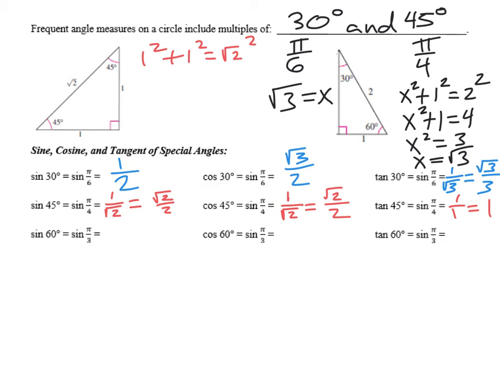All right, back over on the 60-degree angle now. Sine is square root 3 over 2. Cosine of 60 is a half. Tangent is square root 3 over 1, which is square root 3.